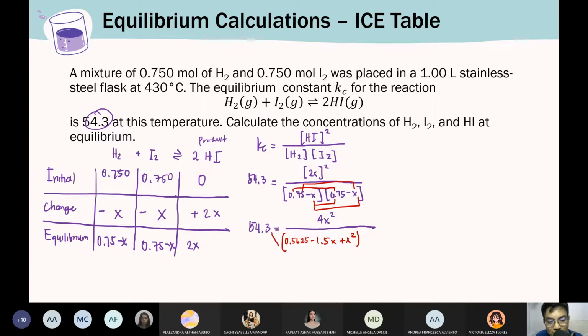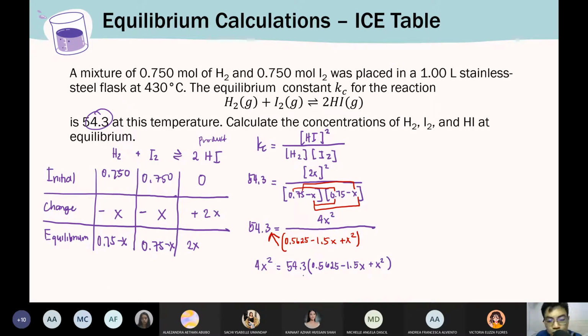Next, you cross multiply it to the other side, na? Since I don't have enough space, I will put this on the left and this one on the right. So I'm just switching their position. So I don't have enough space here sa left side. So that's 4x squared, and that will be on the right side. I have 54.3 times 0.5625 minus 1.5x plus x squared.